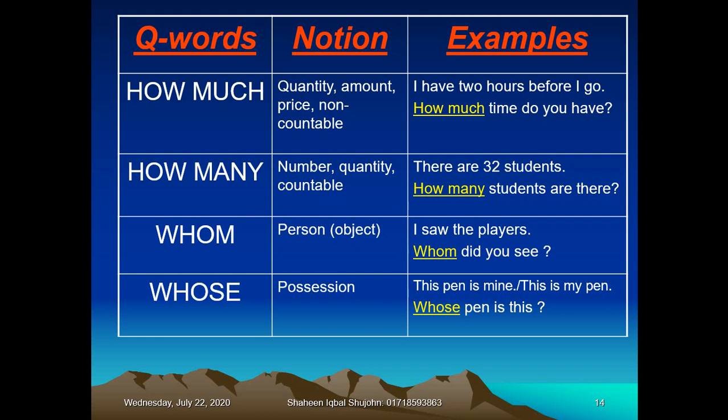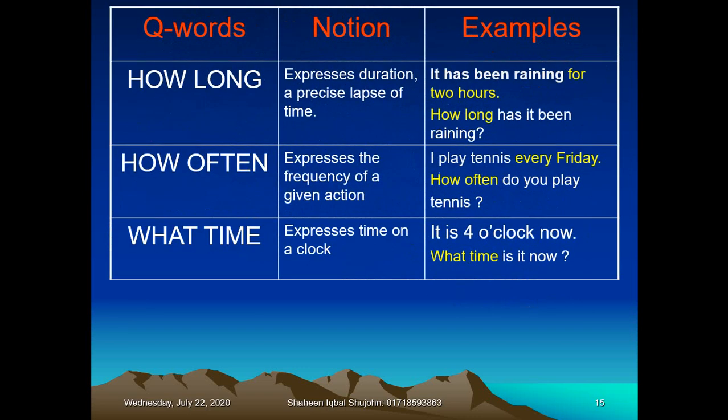Whose is used instead of possession. This pen is mine, or this is my pen. Here mine or my indicates possession. So whose is used. Whose pen is this? How long expresses duration, lapse of time. The example is, it has been raining for 2 hours. Then for 2 hours, how long is used. How long has it been raining?